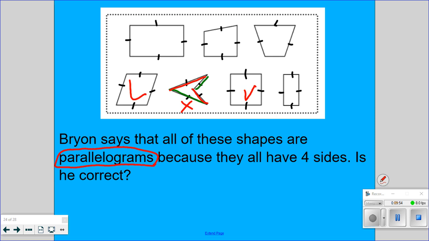Very good. Mason, come check another parallelogram. Very good. We just talked about rectangles also having the name parallelogram. Michael, come check another parallelogram. Good. Gwen, come check another parallelogram.